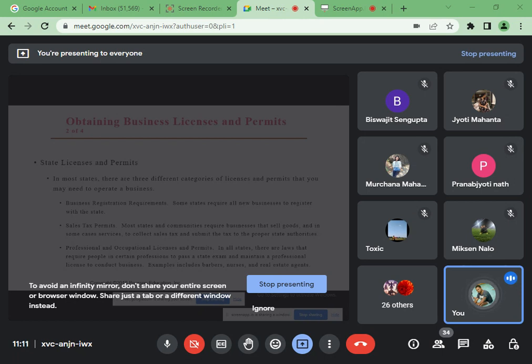So what are the business registration requirements and sales tax permits? With sales tax permits, we collect the sales tax and submit it to the proper channel of state authorities. The professional and occupational license includes nurses and barbers, where people in certain professions are required to pass a state exam and maintain a professional license to conduct that business.